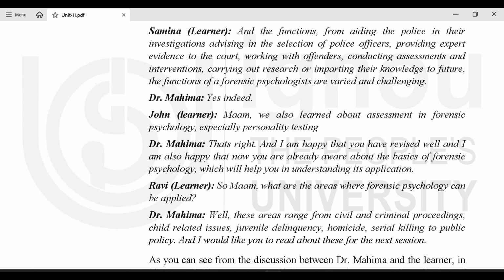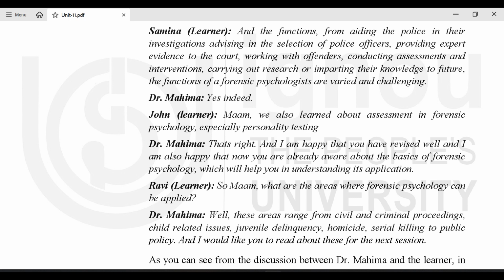Dr. Mahima: That's right. And I am happy that you have revised well, and I am also happy that you are now aware of the basics of forensic psychology, which will help you in understanding its application. Ravi: So ma'am, what are the areas where forensic psychology can be applied? Dr. Mahima: Well, these areas range from civil and criminal proceedings, child-related issues, juvenile delinquency, homicide, serial killing to public policy. And I would like you to read about these for the next session.